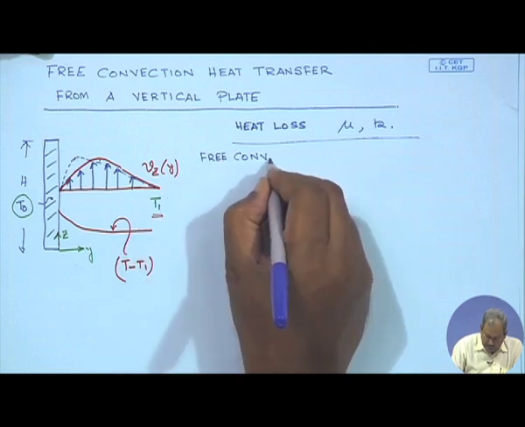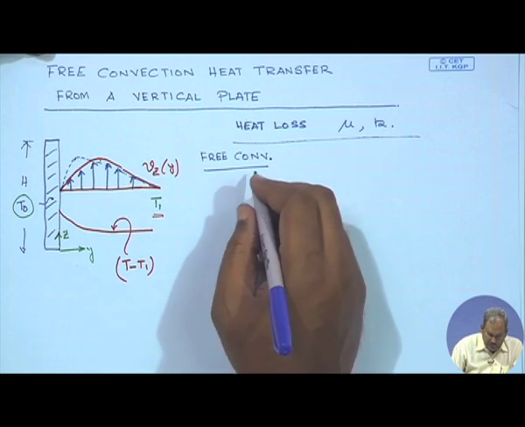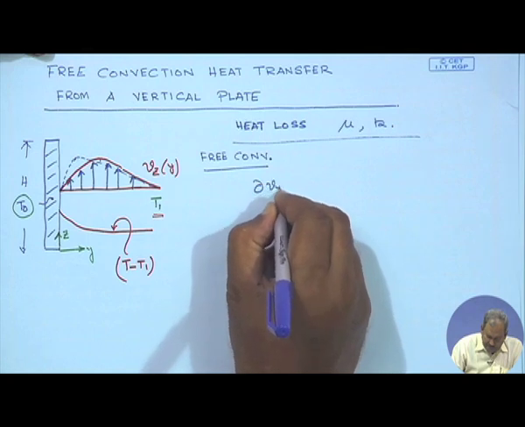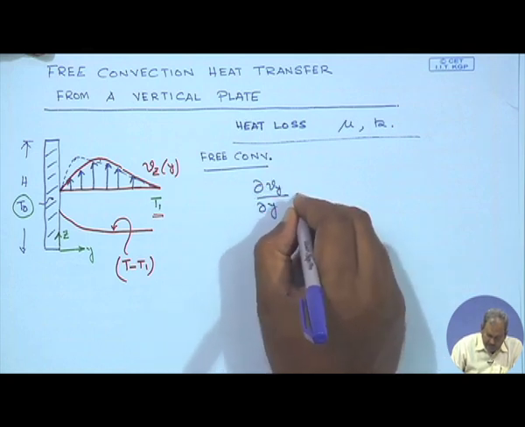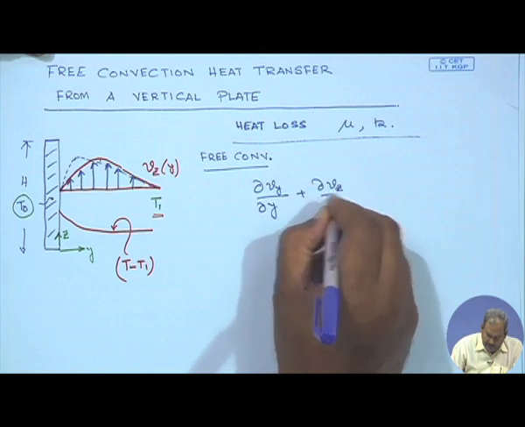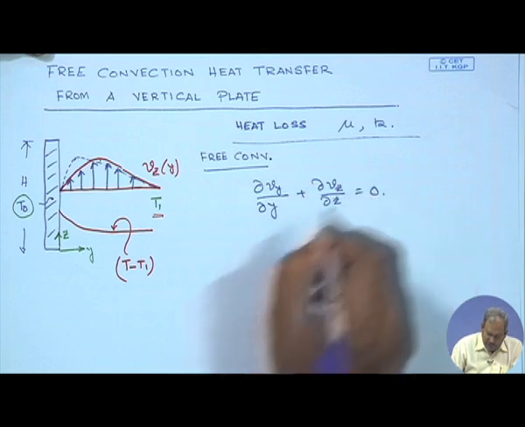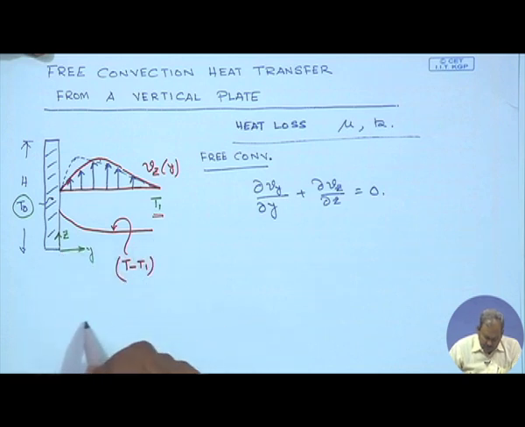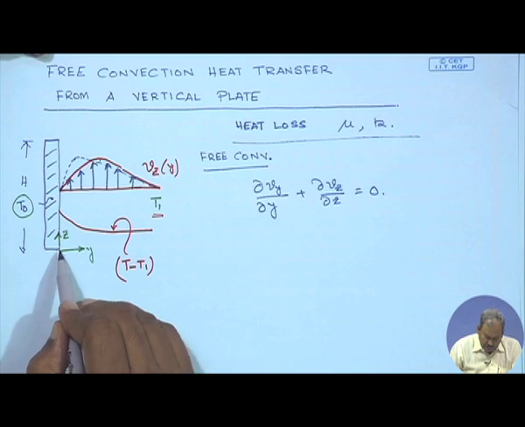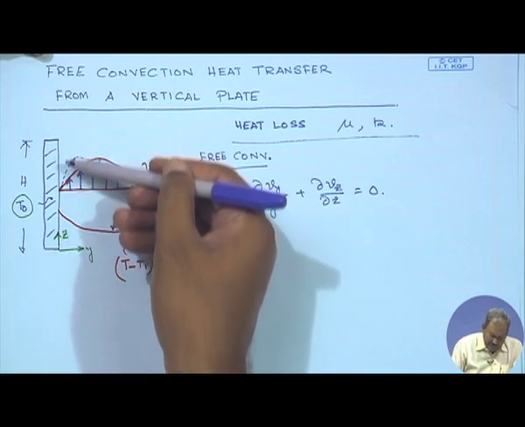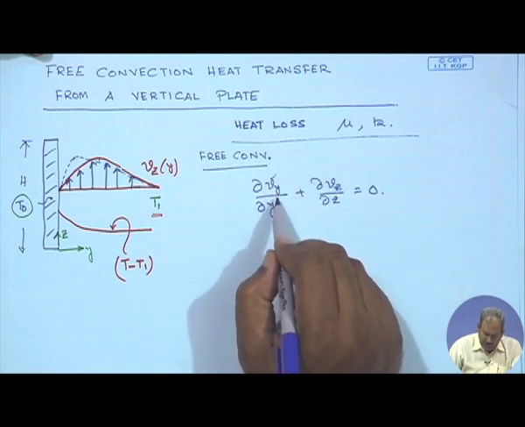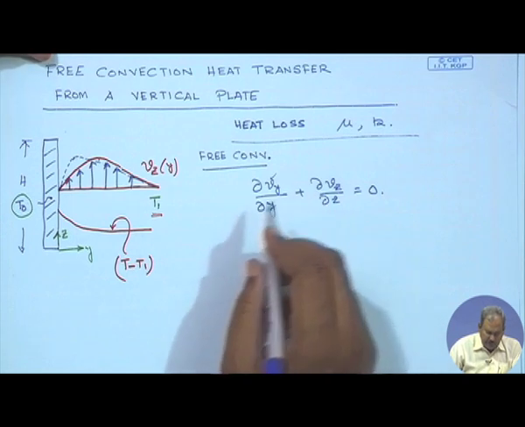this is a case of free convection, and I am going to write the equation of continuity, which is del Vy by del y plus del Vz by del z equal to 0. There would be some Vy, otherwise if there is no Vy, then there would not be any replenishment of the hot air that has left this space. So, Vy even if small, would still be present in the governing equation.